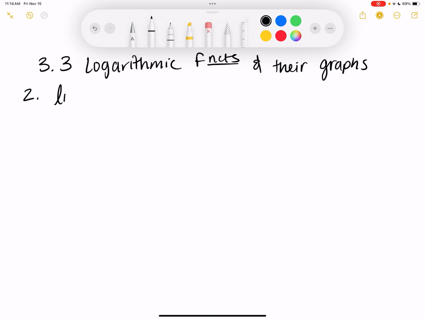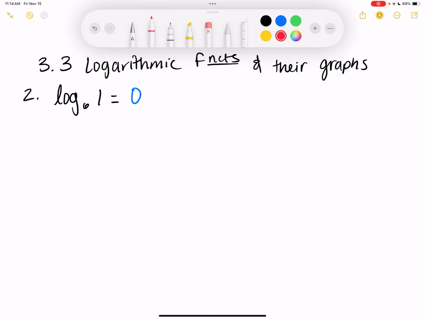So number 2, I have log base 6 of 1, and I want to know what that is equal to. In your notes, you should have had some properties of logs. So what does a log base whatever of 1 equal? Yep, 0.